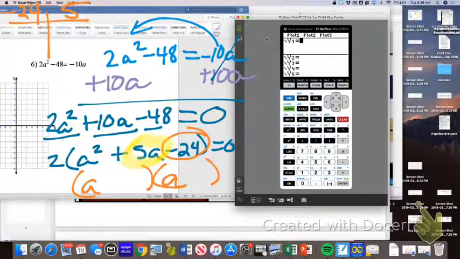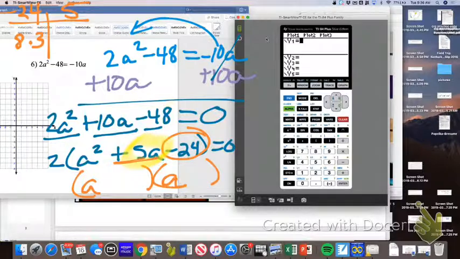6 and 6. One of them has to be negative. Ooh, I like that. So one of them has to be negative, because the only way I could get that negative 24 is if I multiplied a positive times a negative. So that's going to be a negative 8 and a positive 3. Because negative 8 times positive 3 multiplies to 24. And if you add them together, oh wait, I'm sorry, I did it backwards. It should be a positive 8 and a negative 3, right? Because that's a positive 5 in between. Sorry about that. I did it backwards.